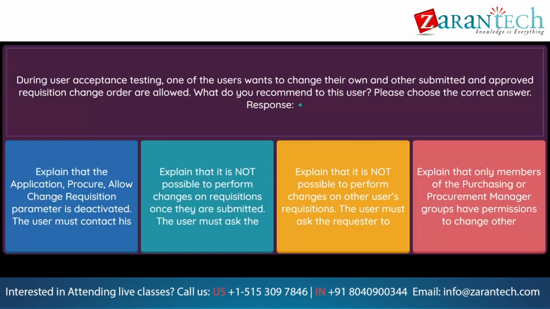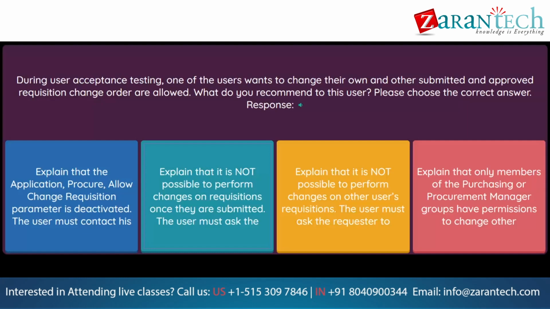Question: during user acceptance testing, one of the users wants to change their own and other submitted and approved requisition change orders are allowed. What do you recommend to this user? Please choose the correct answer. Response. Option 1, explain that the application, procure, allow change requisition parameter is deactivated. The user must contact his. Option 2, explain that it is not possible to perform changes on requisitions once they are submitted.